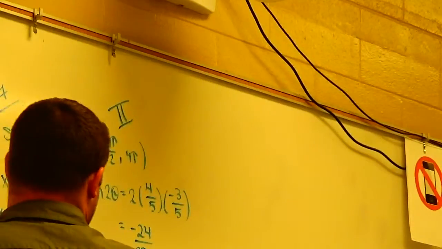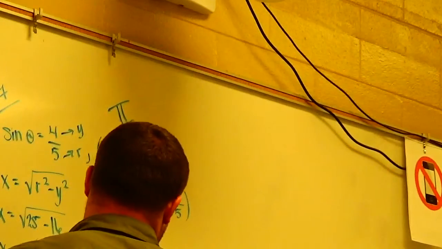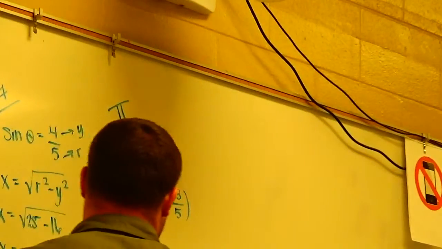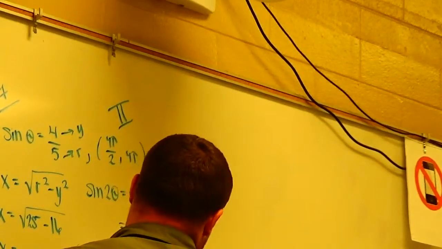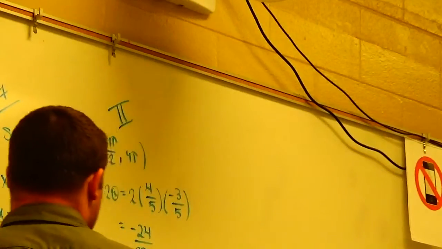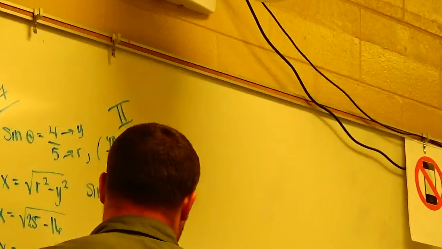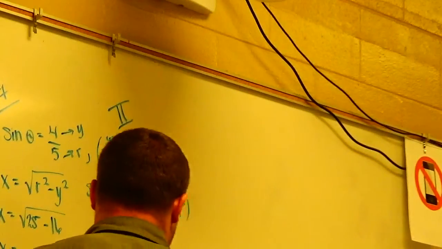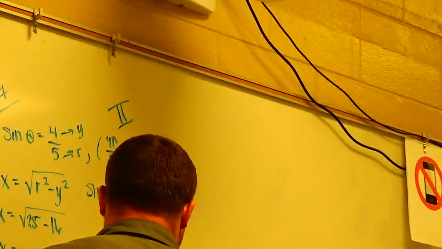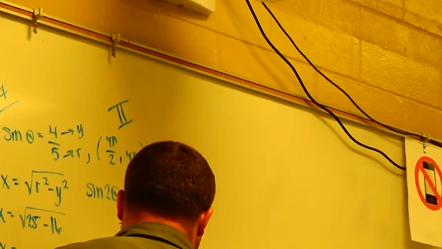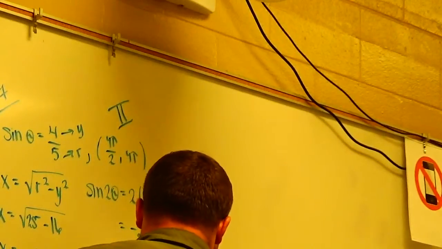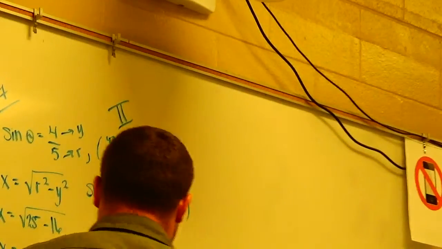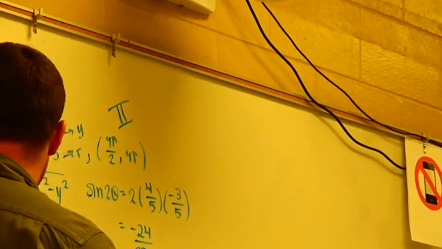The cosine of 2 theta. I'm still going to say 2 times the cosine squared, so negative 3/5 squared, minus 1. Same thing, square what's in here: 2 times 9/25ths minus 1. Well, 2 times 9 is 18/25ths minus 25/25ths. So that equals negative 7/25ths. And these are exactly the same answers.